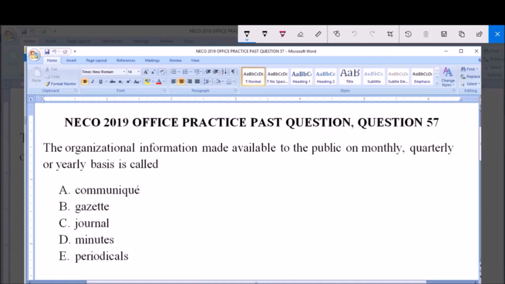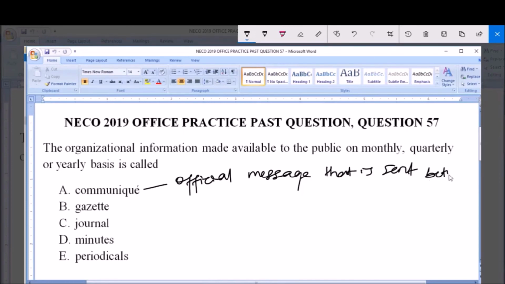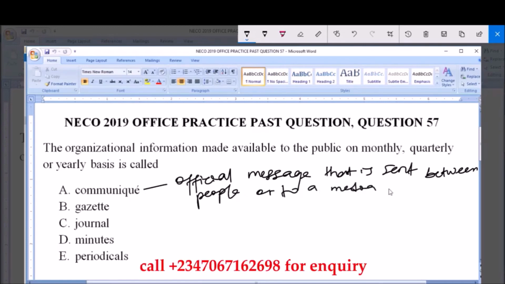A says communique. Now, communique here simply refers to an official message that is sent between people or to a media outlet.